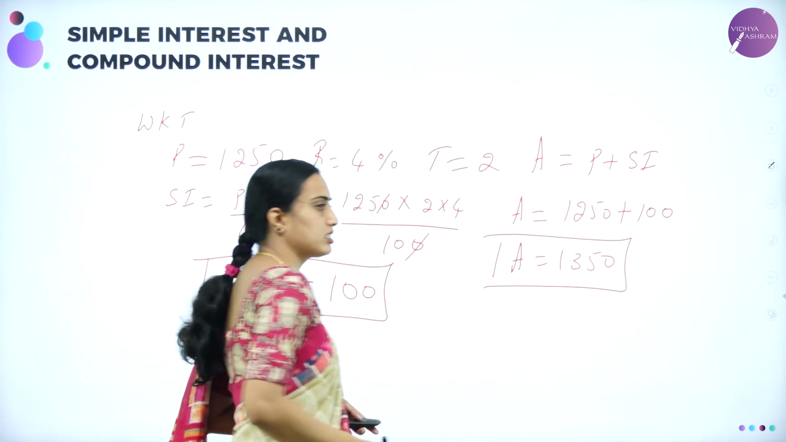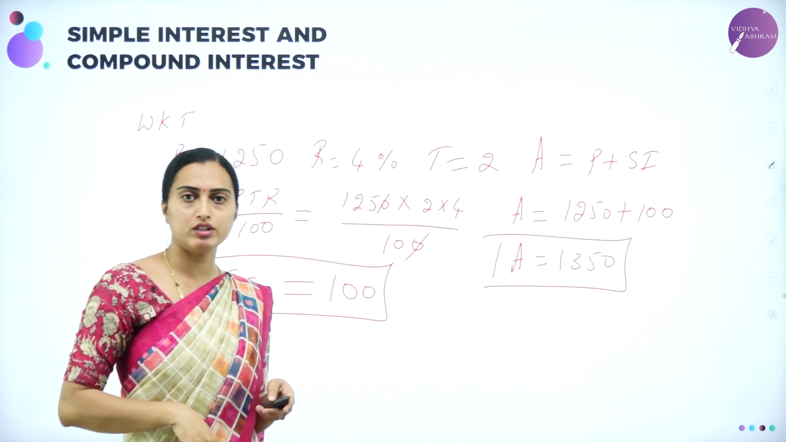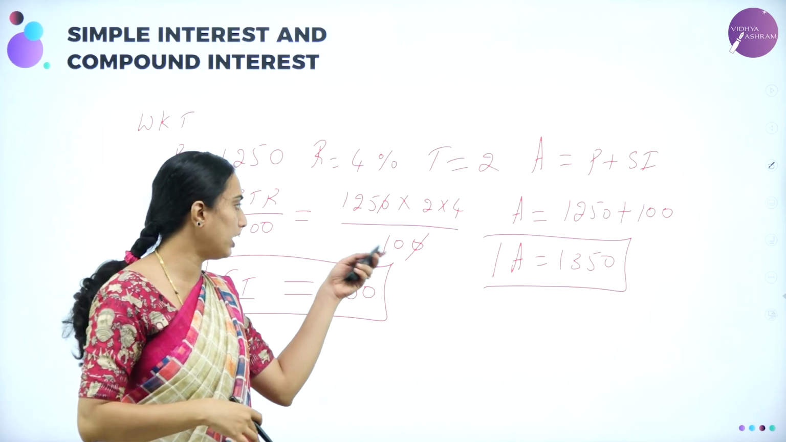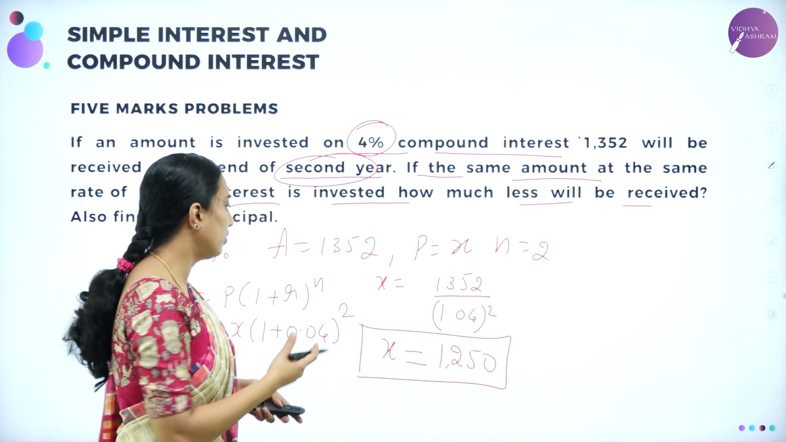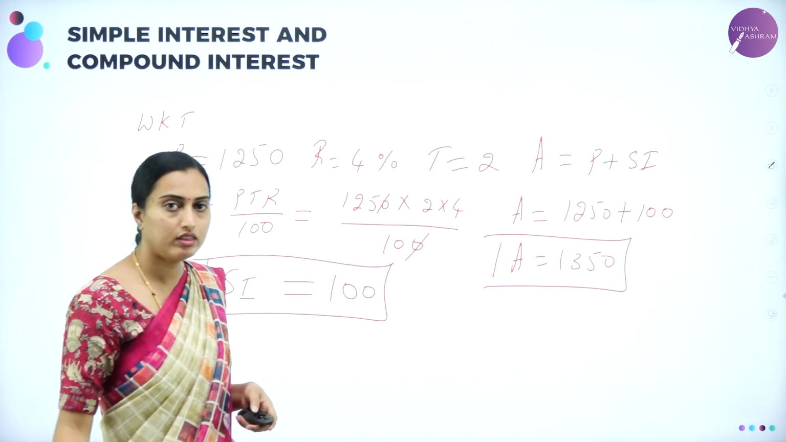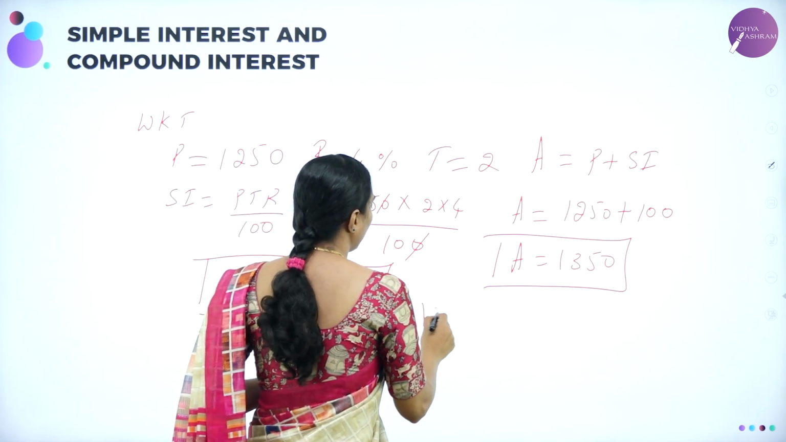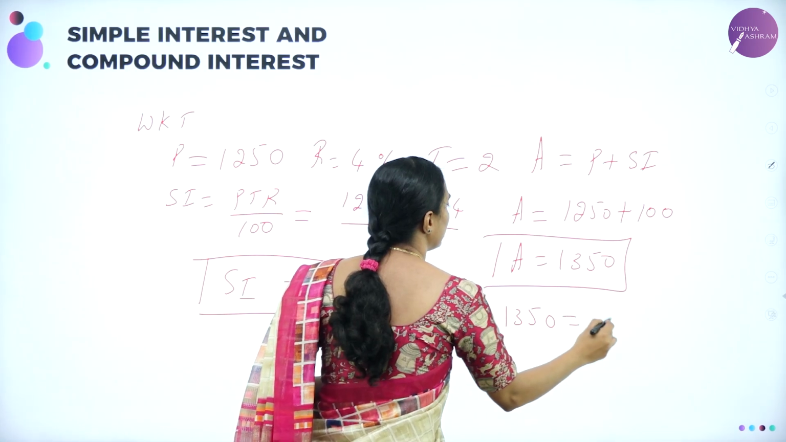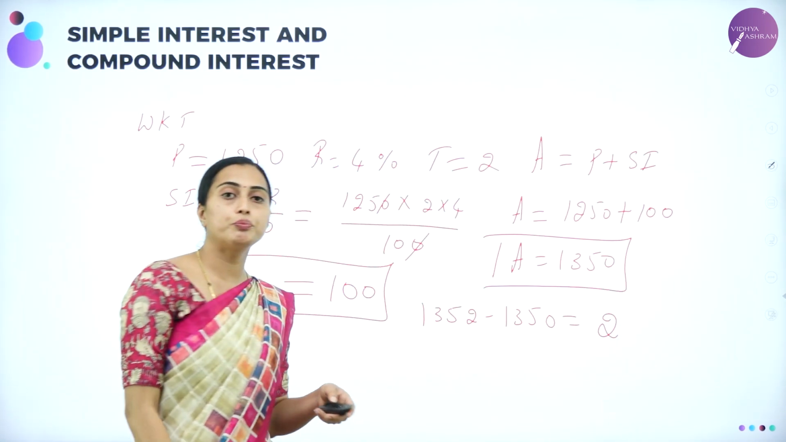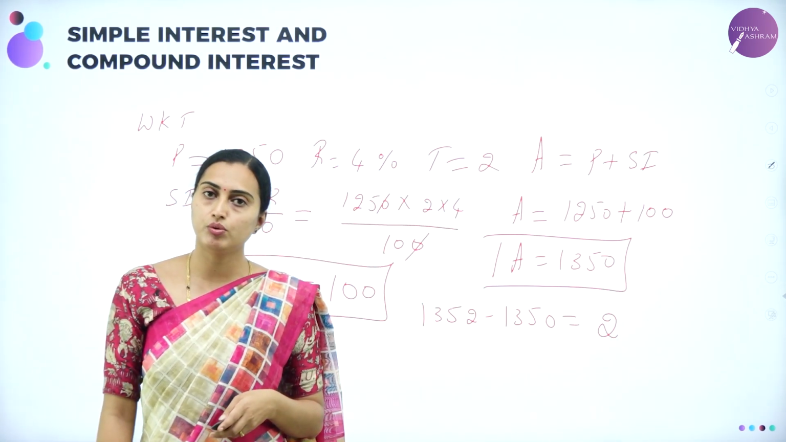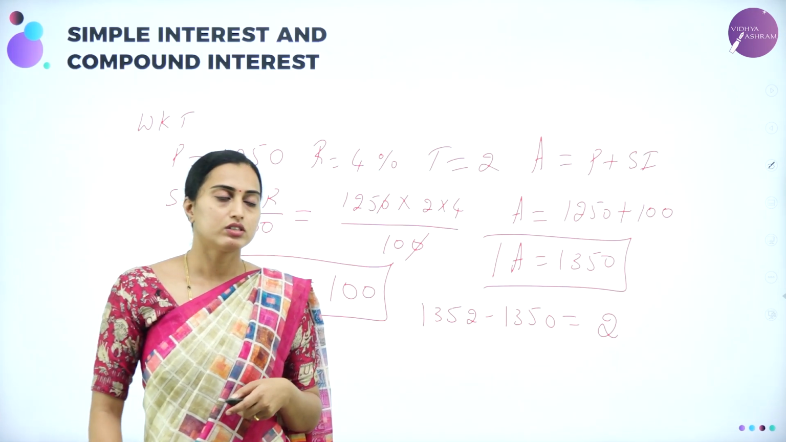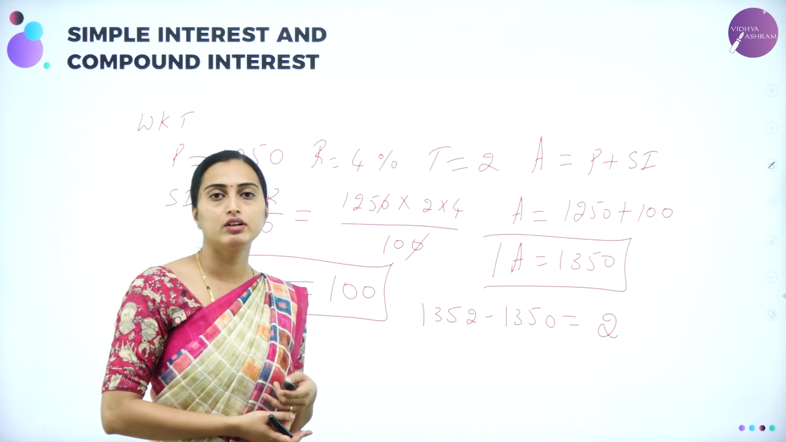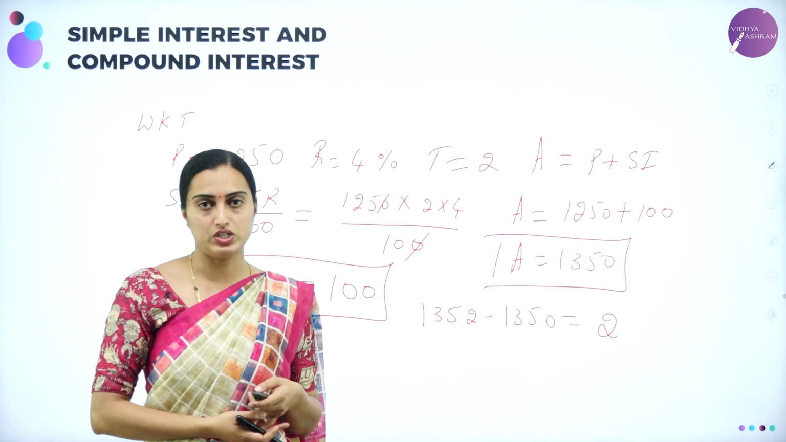What is going to be less? Since it is the same rate of interest, you are going to subtract this amount from the amount we have gained here. Then you are going to have 1352 minus 1350, which is equal to 2 rupees. He is going to receive 2 rupees less. Understood? This is how we are going to calculate according to the given question.